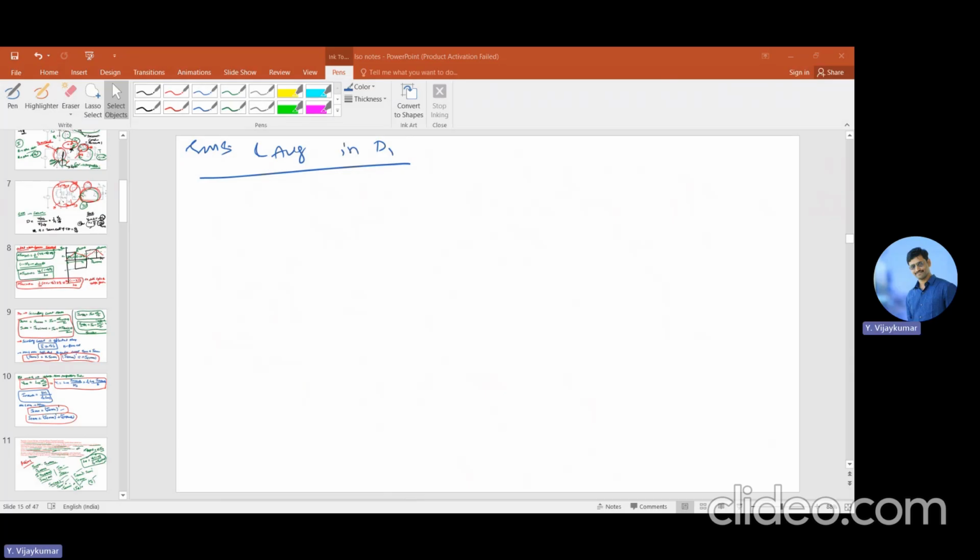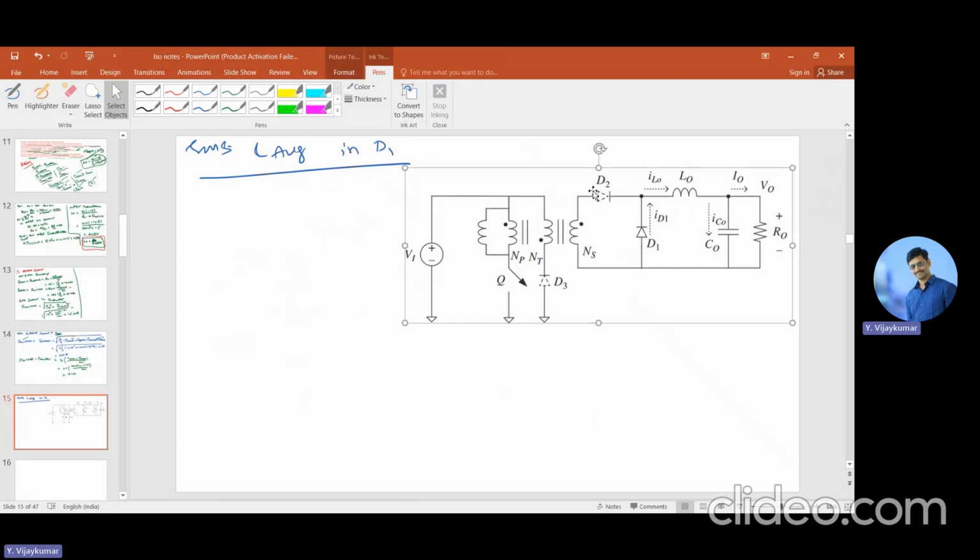So we are talking about, up to now we discussed the D2 currents, the current in this D2. Now, what is the current in the D1? That is what we want to discuss here: the average and RMS currents in D1.